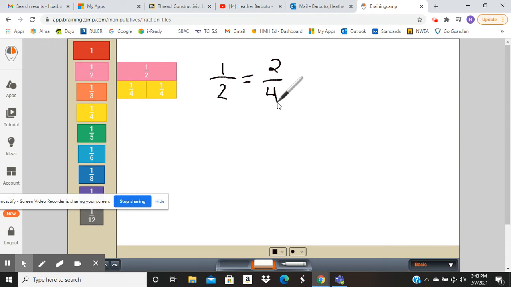Now next I'm going to ask them, if we didn't have the fraction tiles, how could we know that 1/2 is indeed equal to 2/4? Now they could do this in a couple of different ways. One way I could ask them would be, let's say you have a pizza. Show me how you would have a pizza in half. You would draw the line in half.